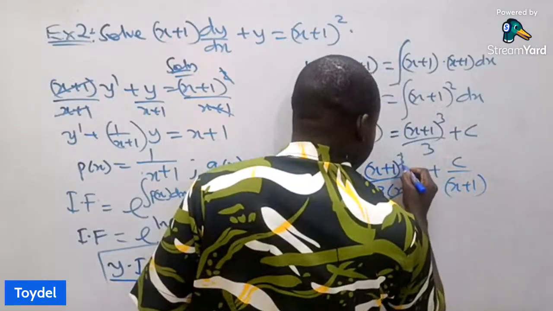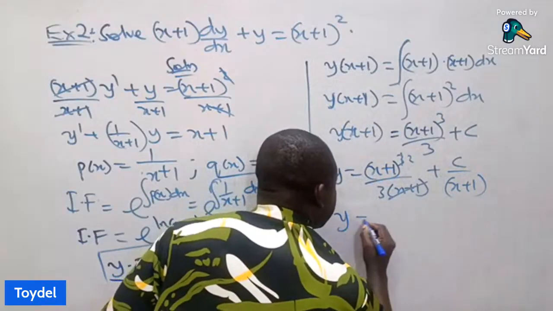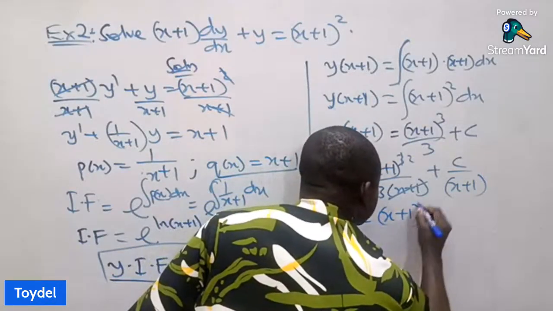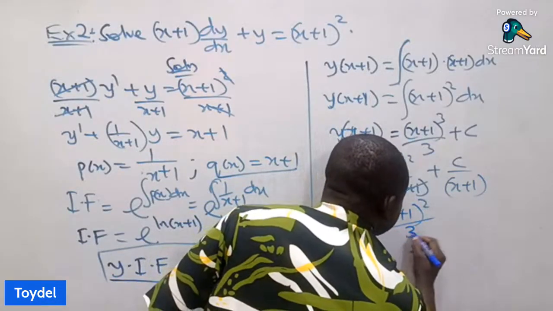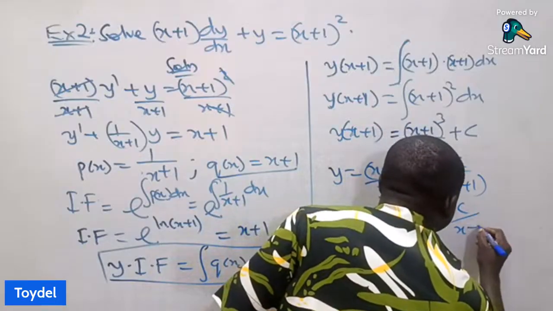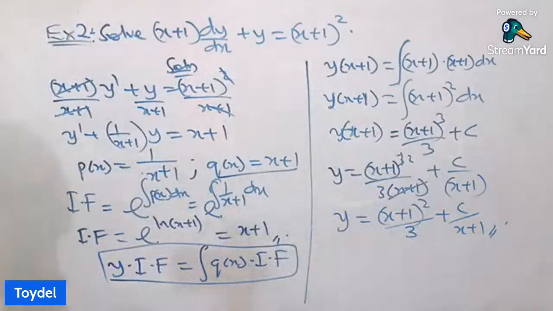So this reduces to a power of 2. Finally, y is equal to x plus 1 all squared all over 3 plus c all over x plus 1. This is what we are going to get as our final answer.